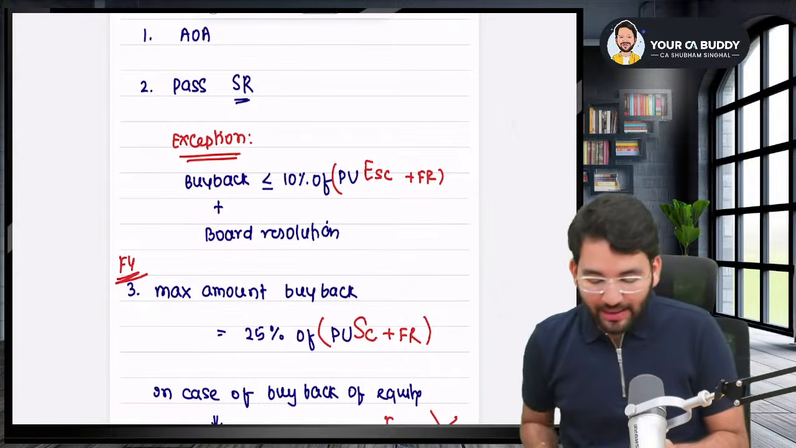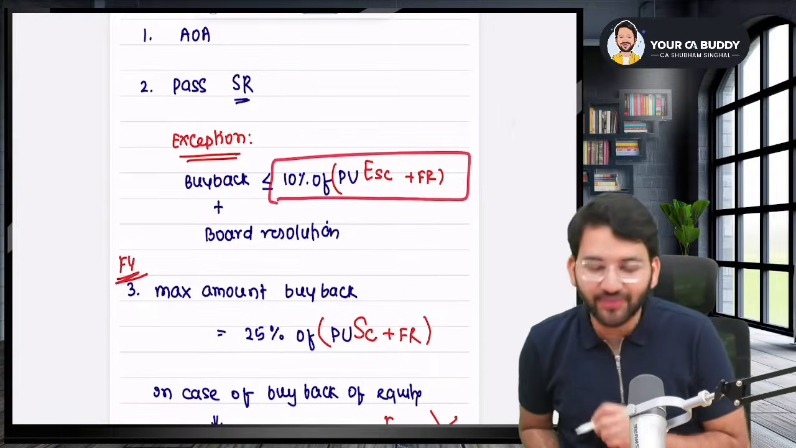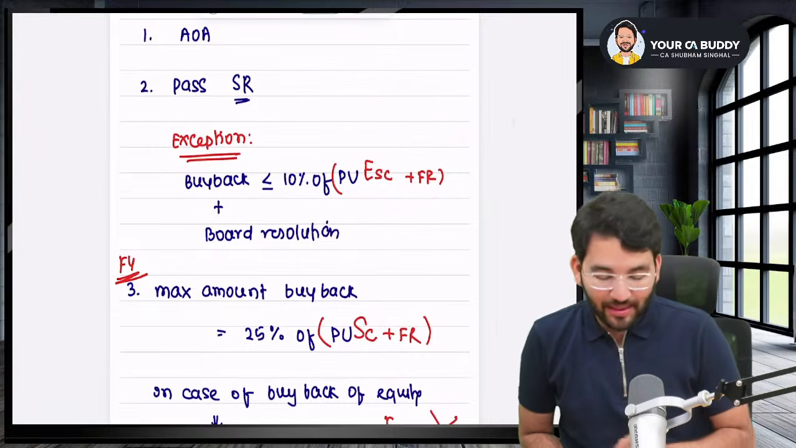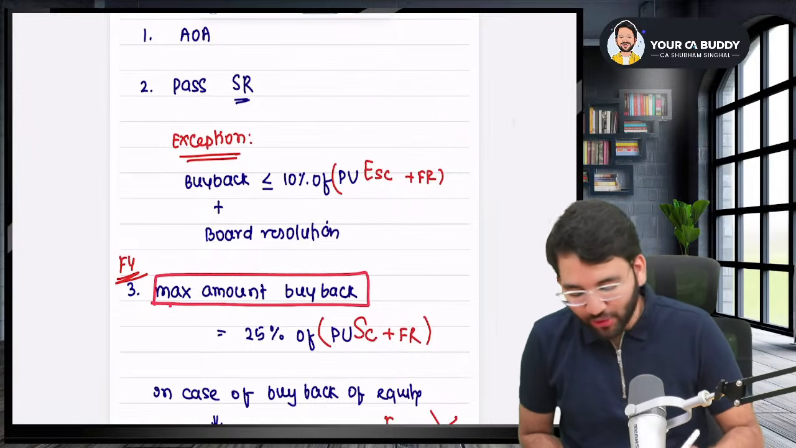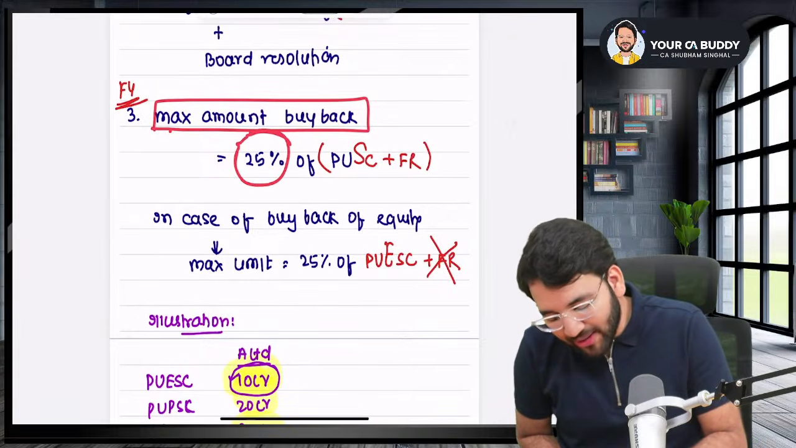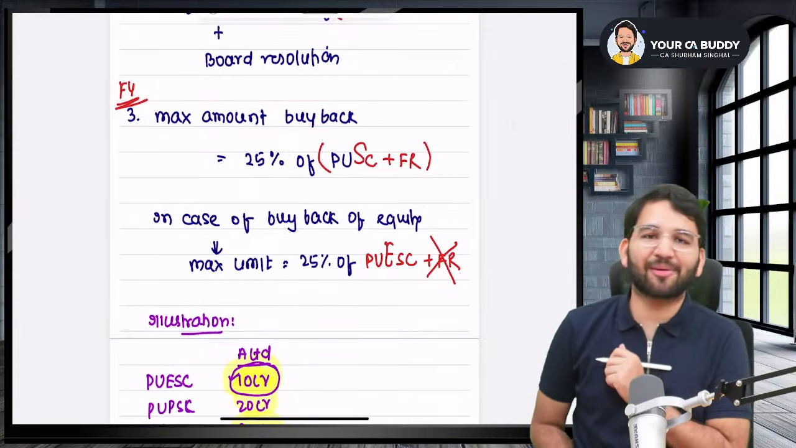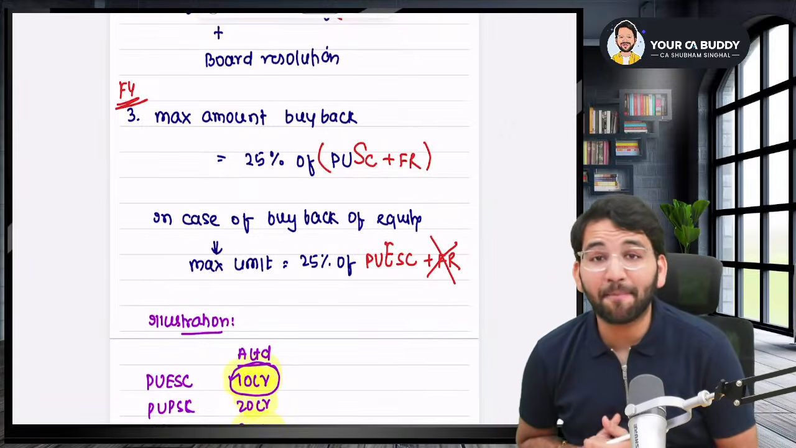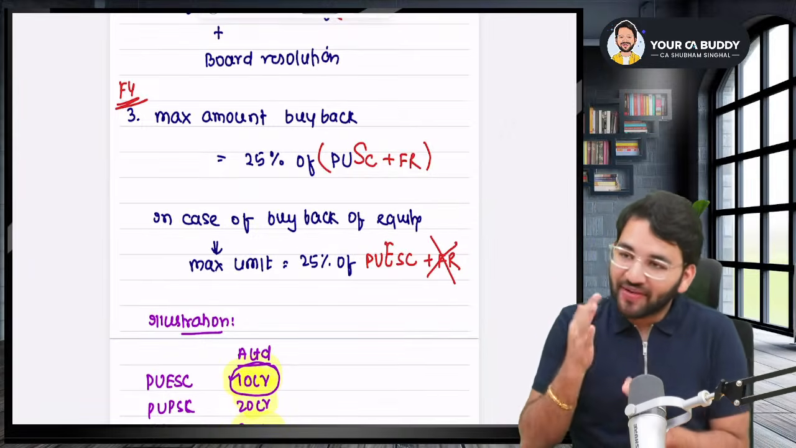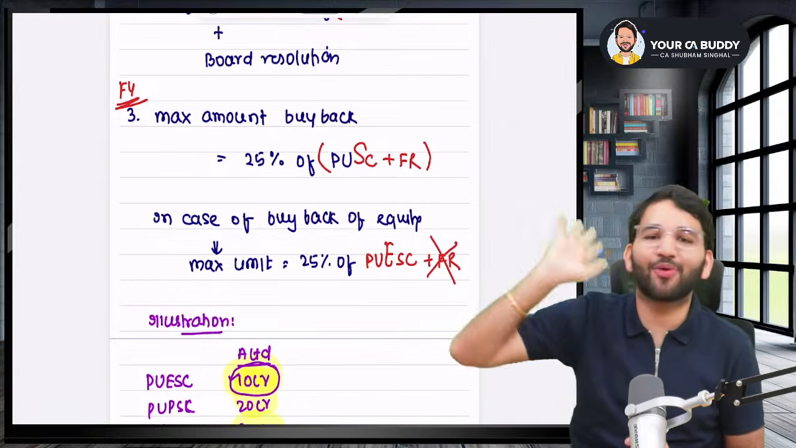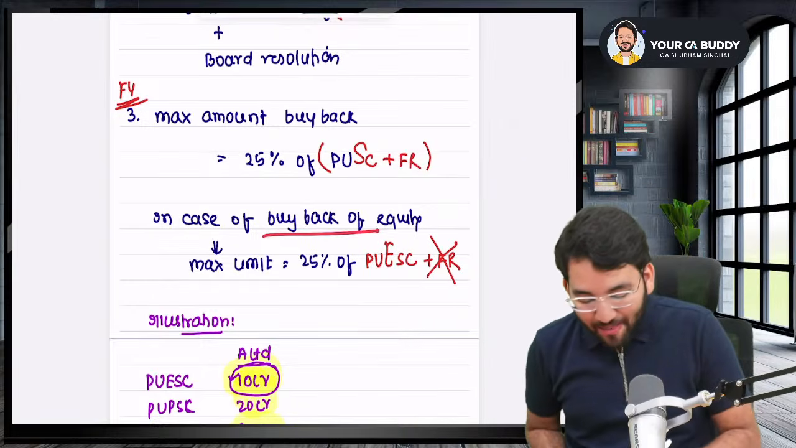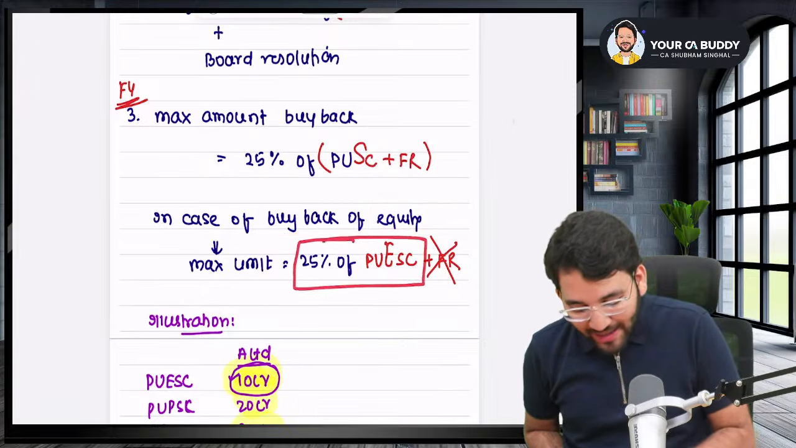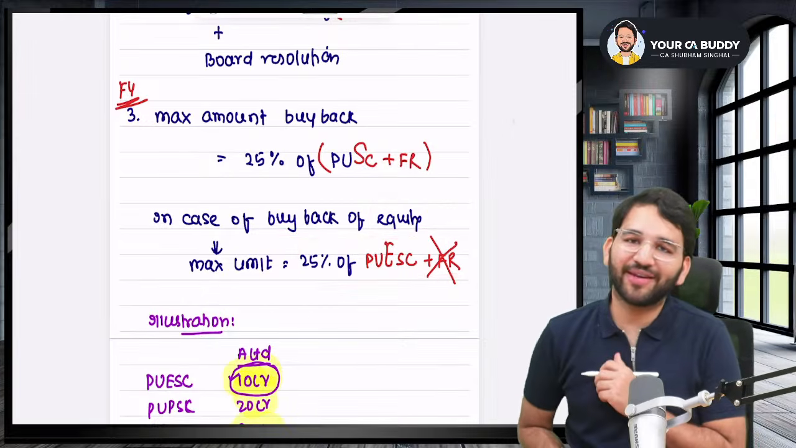Up to what limit, sir? 10% of paid up equity share capital plus free reserves. But beyond that, you will have to take an SR. Number 3, what will be the maximum amount of buyback? The maximum amount of buyback will be 25% of paid up share capital plus free reserves. With approval or without approval, maximum 25%. But in case the buyback is of equity shares, what will be the limit? It will be 25% of paid up equity share capital. You will not add free reserves.